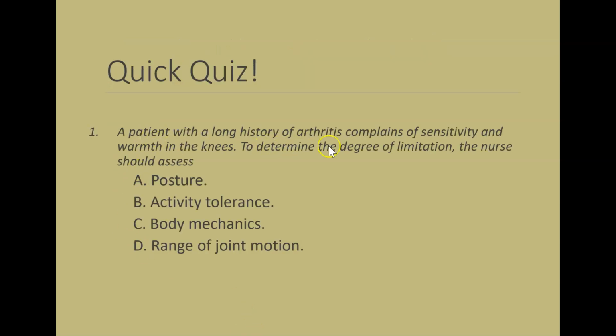So, a patient with a long history of arthritis complains of sensitivity and warmth in the knees. To determine the degree of limitation, the nurse should assess what? You're looking for the degree of limitation. You're going to assess range of motion.